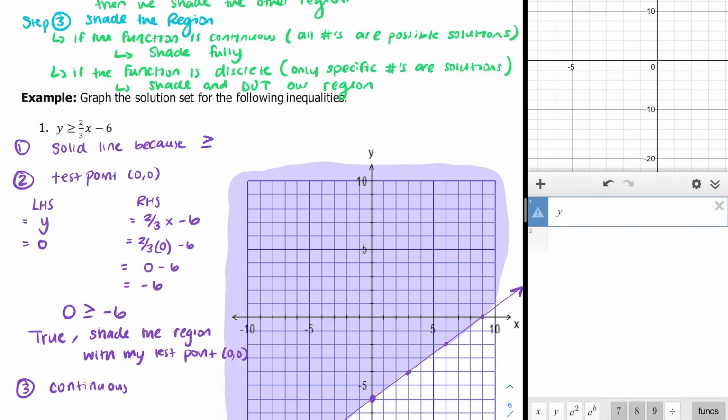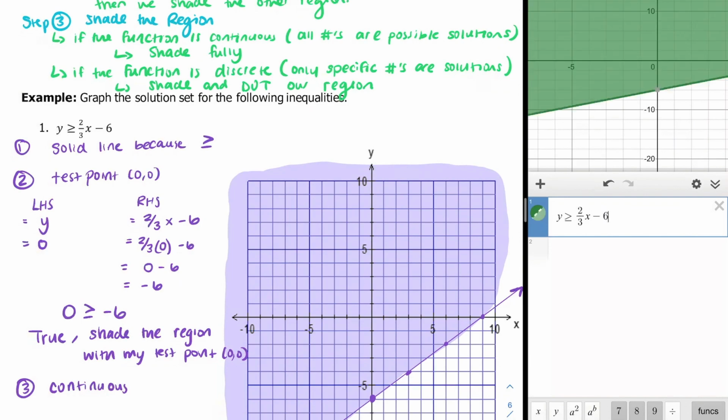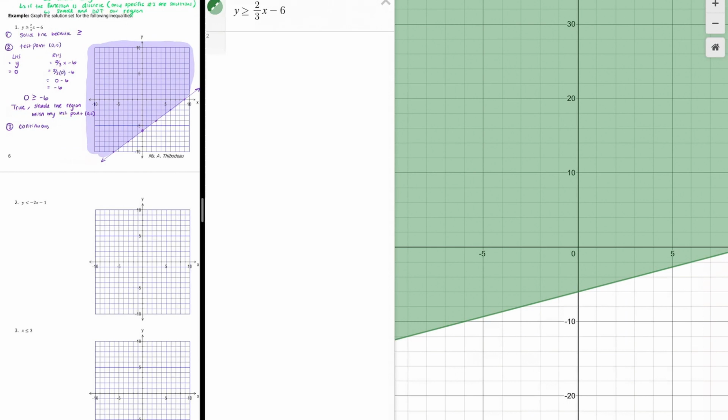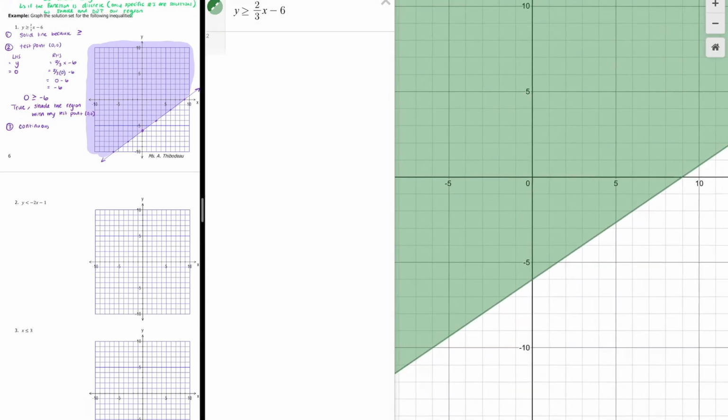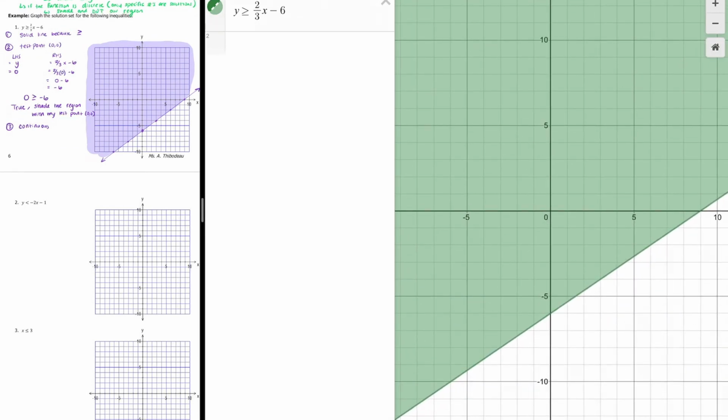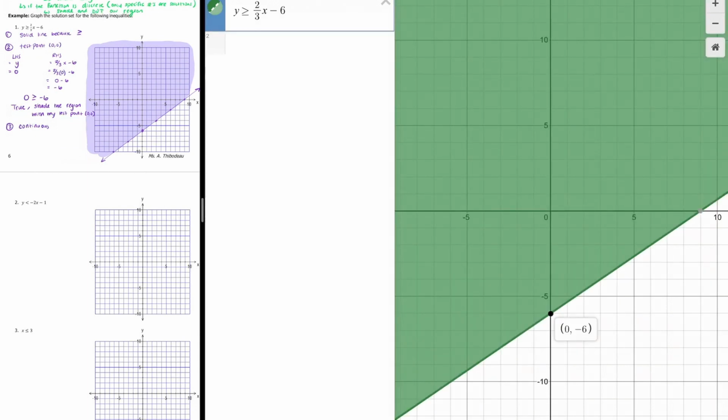Okay. What we can do is we could actually see what that looks like on Desmos as well. y is greater than or equal to 2/3 x minus 6. So if we take a peek here, and we look at our graph, we've got the same thing, right? We still have that y-intercept of -6 and our x-intercept of 9, right? We've got that nice same line. Notice that in Desmos, the line is solid. There's no dashed there, okay?